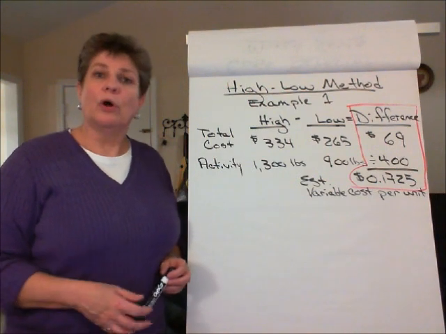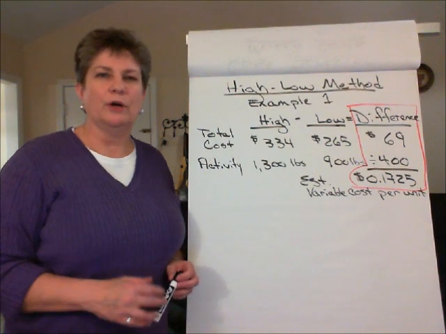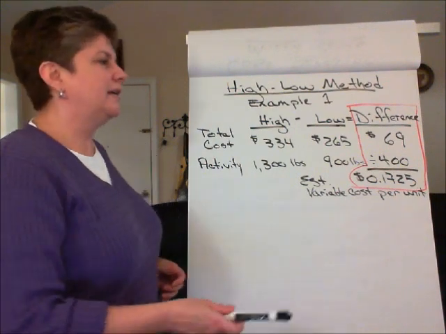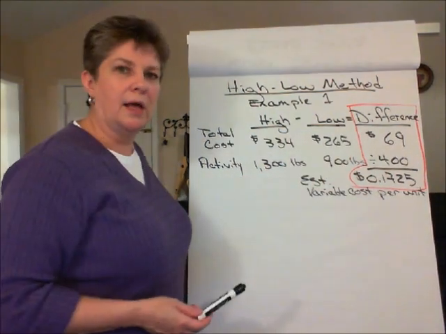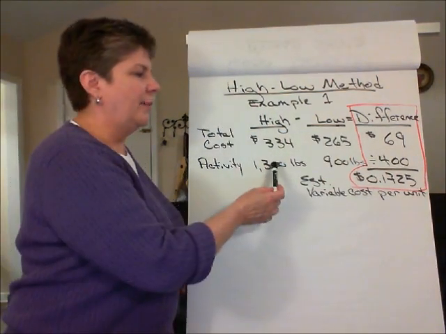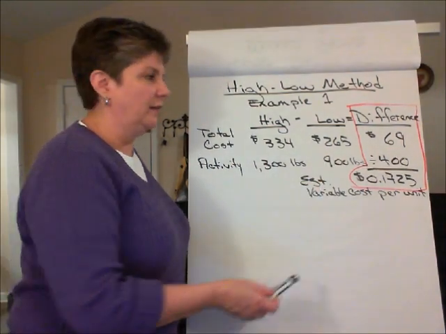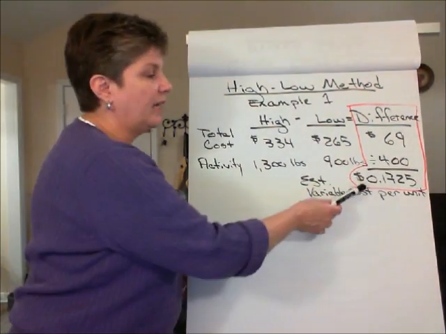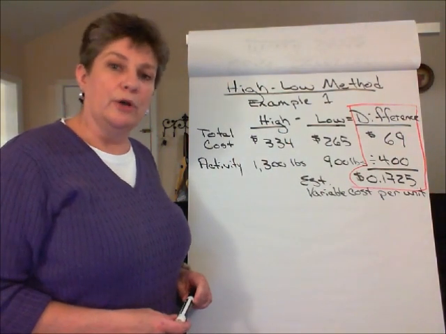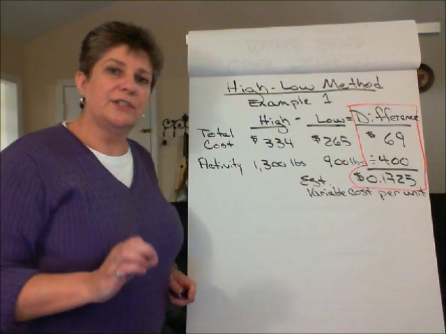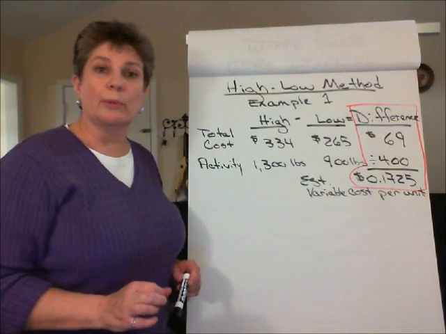Now, you recall in Part 1, we calculated the estimated variable cost per pound for our shipping cost by taking the difference between the total cost at the high and the low of $69 and dividing that by the difference in the number of pounds shipped at the high and the low of 400, and we came up with 17.25 cents per pound shipped.